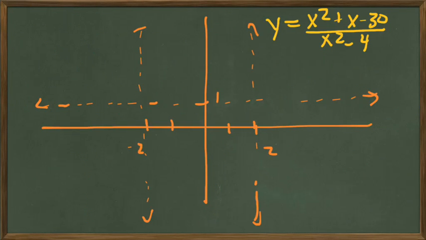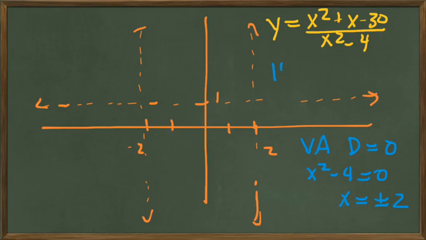So we have drawn the vertical and horizontal asymptotes. Vertical asymptotes for a rational function occur where its denominator equals 0. So if we take the x squared minus 4 and set it equal to 0, we get its 2 vertical asymptotes, plus or minus 2, which we've drawn here.